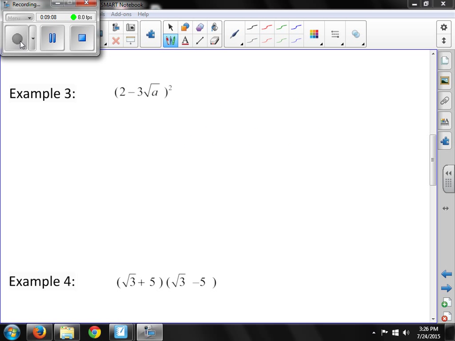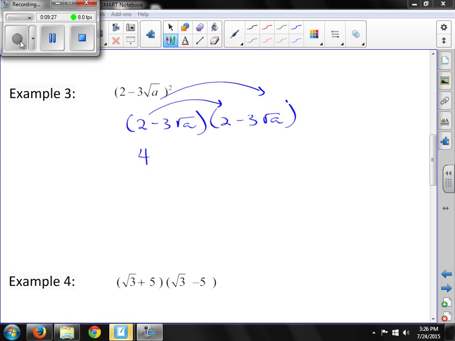Here's one to square. When I square something, that means I multiply it by itself. Multiply it times itself. So I'm going to FOIL this out. I'll have the first and the outside. 2 times 2 is 4. The outside would give me minus 6 square roots of a.